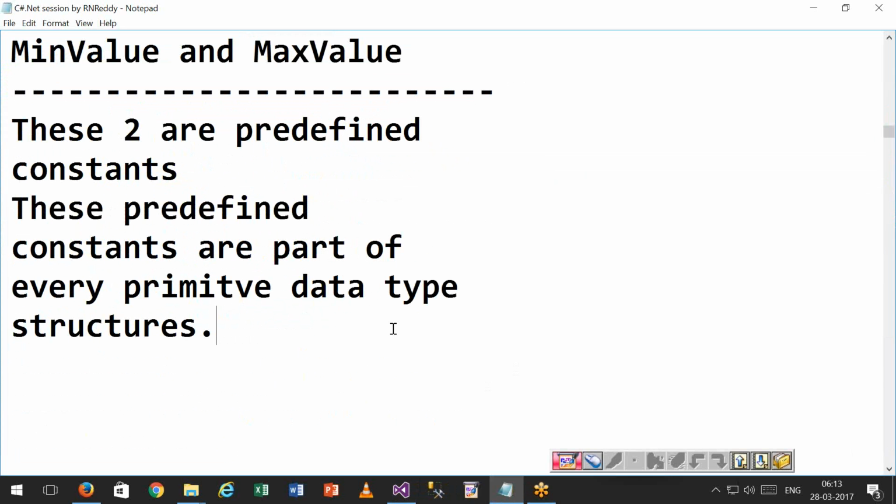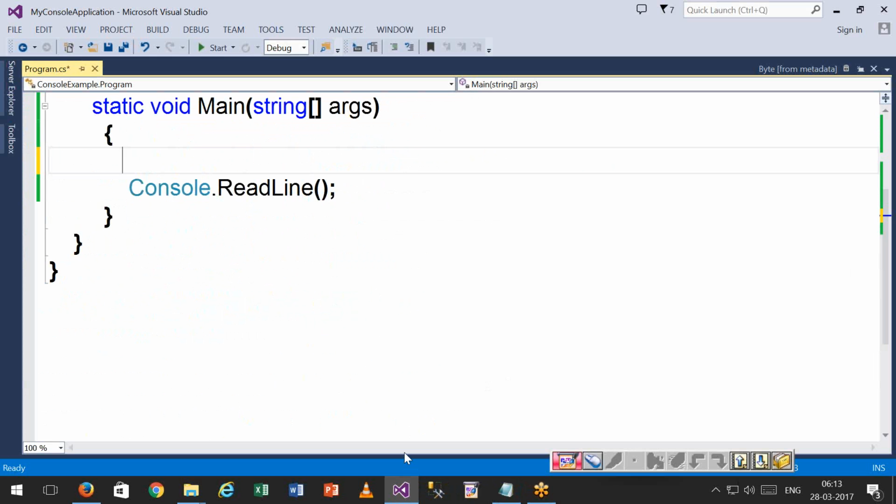Tomorrow, somebody will ask you how to get the starting range of the given data type. You will tell them data type dot min value. How to get the max value? Data type dot max value. These two are predefined constants which represent the starting range and ending range of the given data type. Clear, all of you?